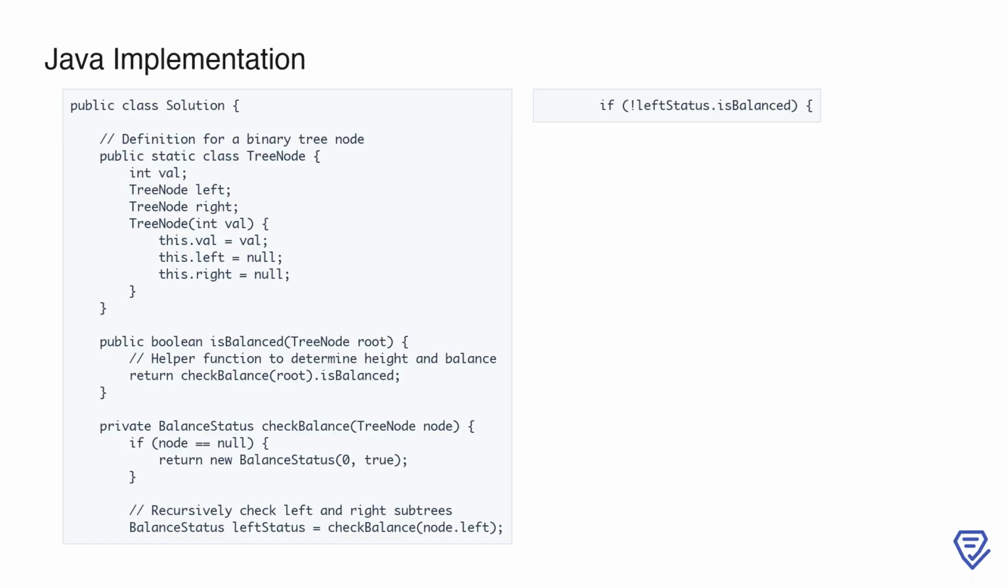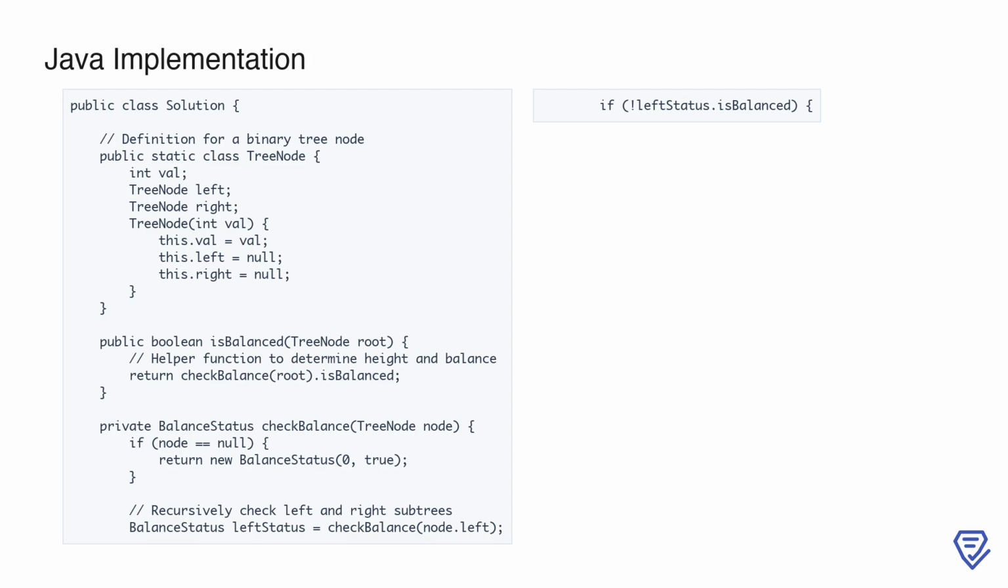Moving forward, the isBalanced method is defined, which serves as the entry point for our solution. This method takes the root of the tree as its argument and relies on a helper function, checkBalance, to determine if the tree is balanced. The checkBalance function is designed to recursively traverse the tree, starting with the root.